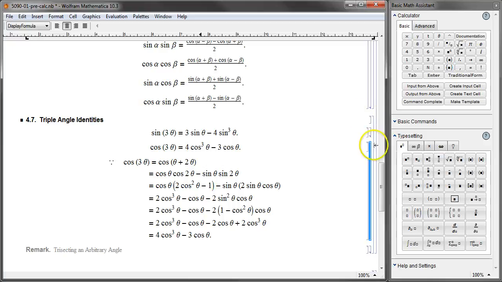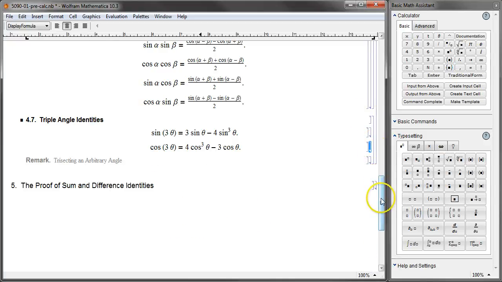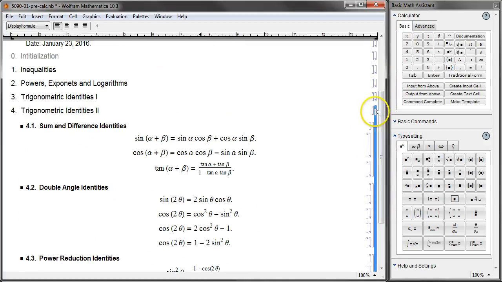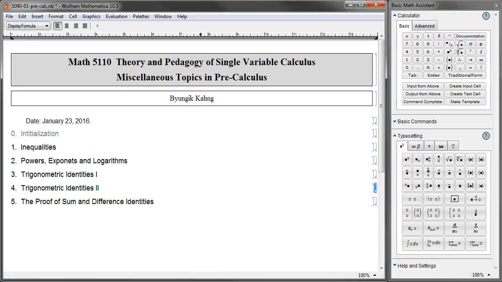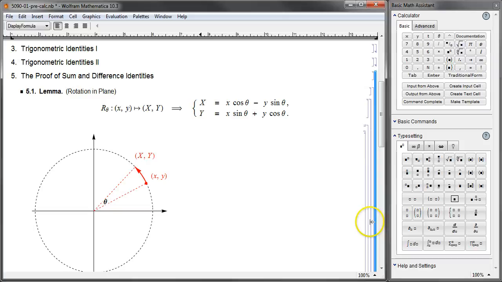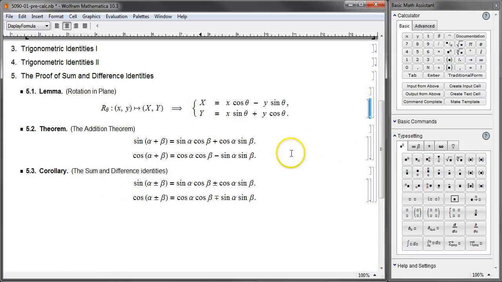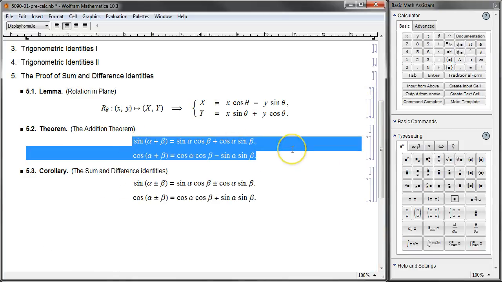Same for cosine. And how to use those? Well, you should already know, so I'm going to skip those. All those were justification why we are spending our time on this addition theorem, the sum identities for sine and cosine respectively.